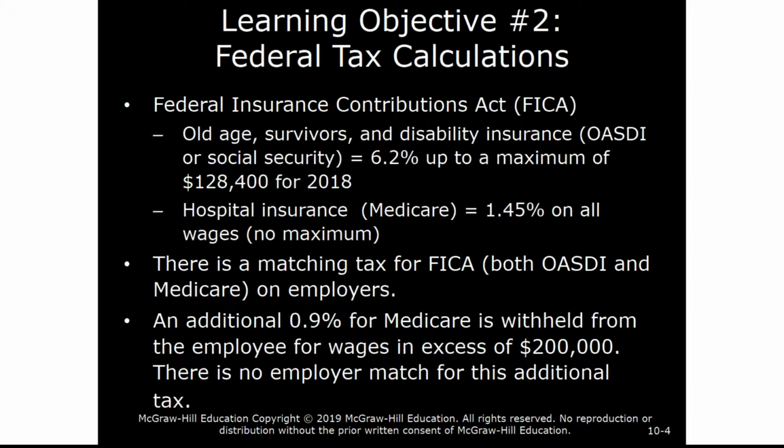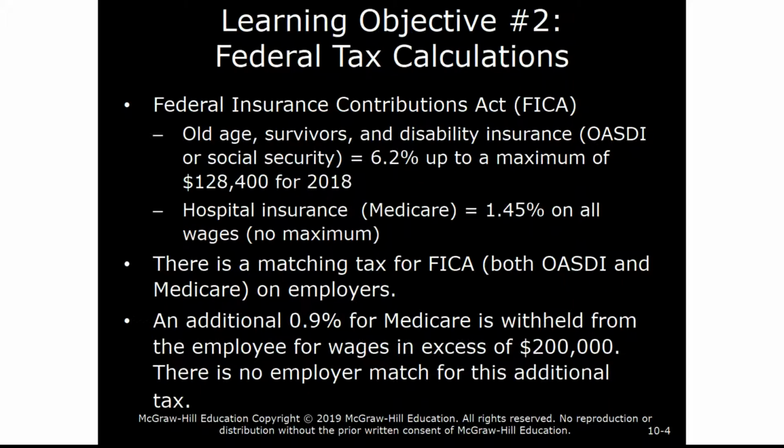Various types of employee and employer taxes. One, which is part of the FICA, Federal Insurance Contributions Act, is old age survivors disability. We often think of it as Social Security, OASDI, and the rate is 6.2% for the employee, and the employer would match that. And the maximum amount that is subject to this Social Security tax is $128,400 for 2018, and this is indexed to inflation.